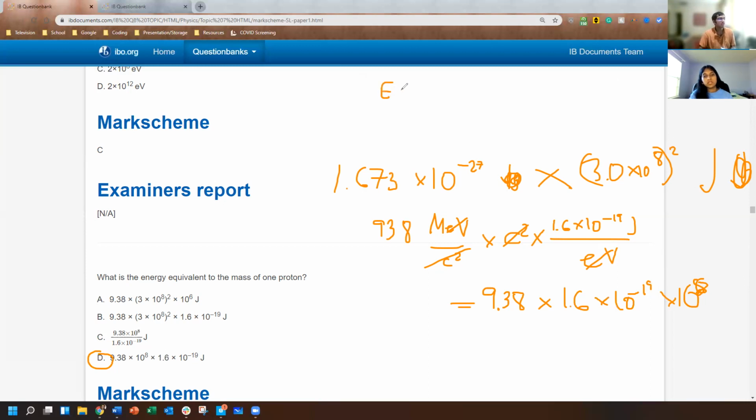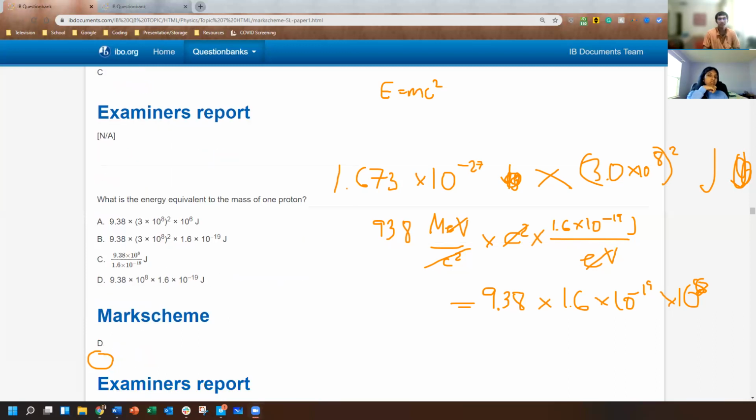I just started off with E equals mc squared, and I know that we need to end up in joules, because all the answer choices are in joules. The one option is to do kilograms and then multiply that by 3 times 10 to the 8 squared, but none of the answer choices matches this number 1.673. So that's why I did 938 mega electron volts, multiplied that, and converted back to joules, and D is the only answer. Yep. Okay.